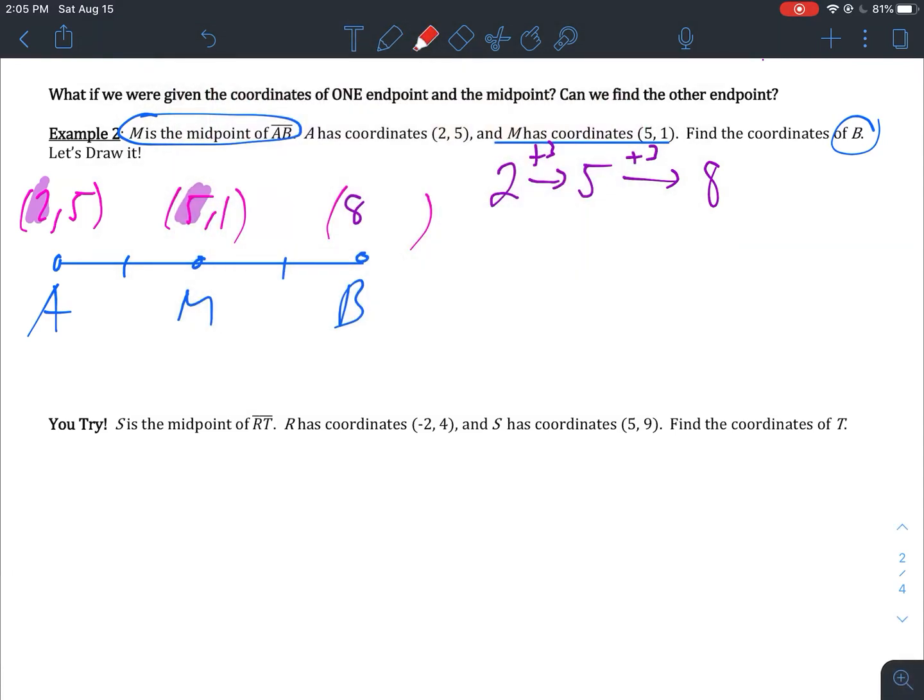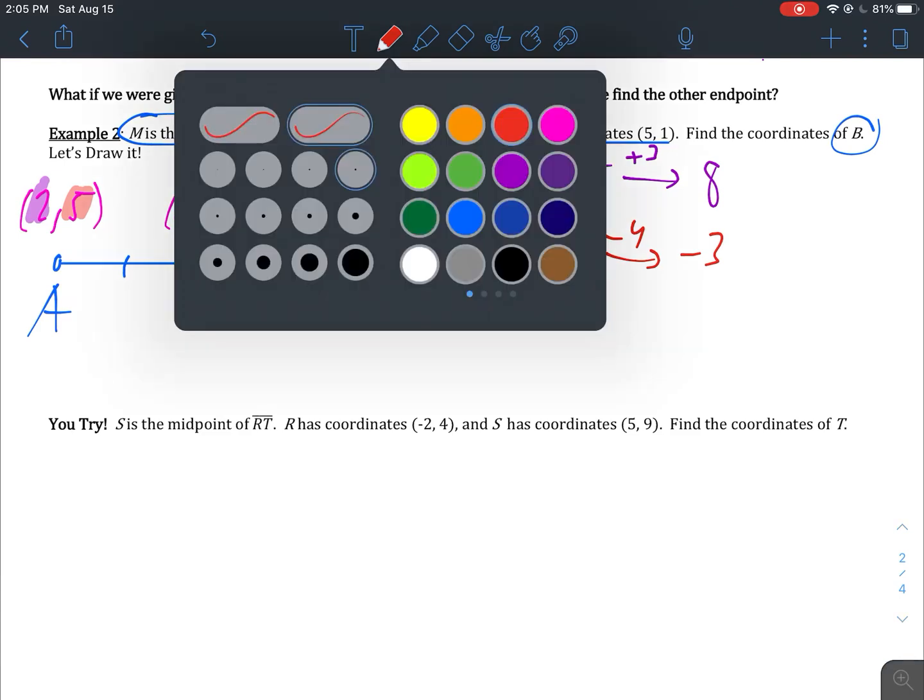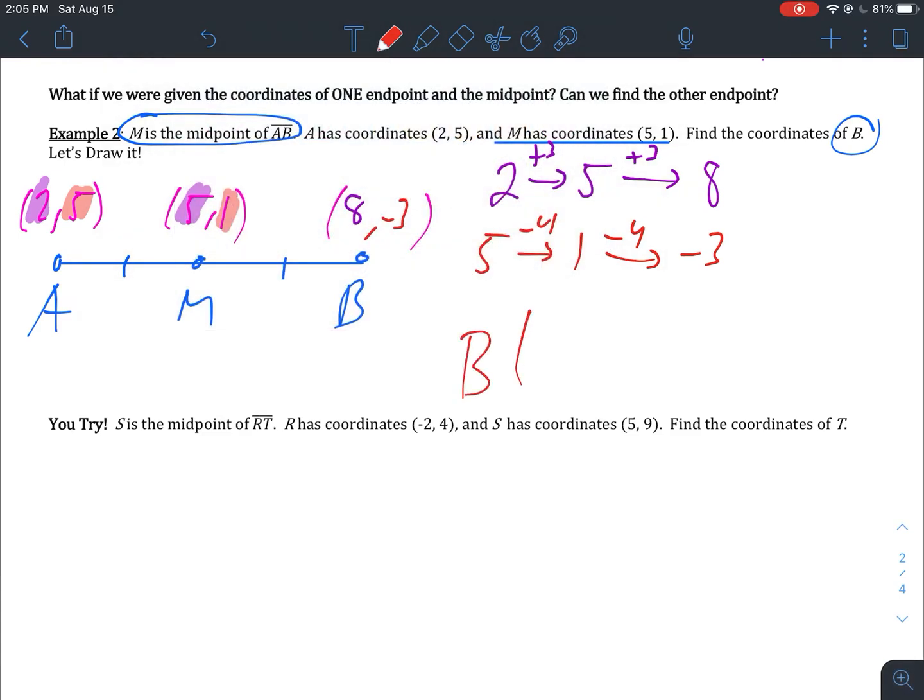Okay, then to get the y-coordinates, same thing. Look at the y-coordinates. What did I do to get from 5 to 1? Well, I subtracted 4. So subtract 4 more, I'm at -3. So the x-coordinate must be -3. Sorry, the y-coordinate is -3. Therefore, B must be at the point 8, -3. Pause the video and try the next problem.